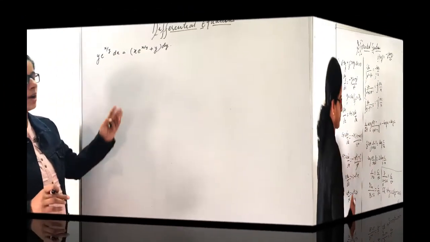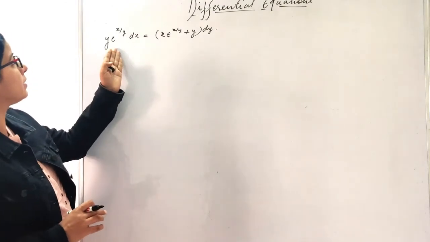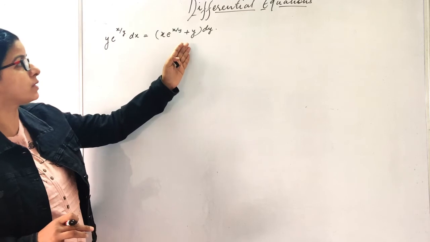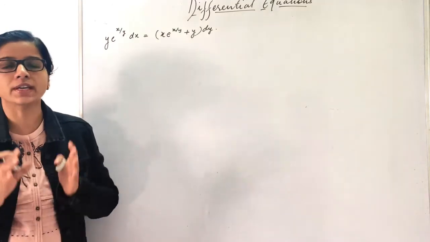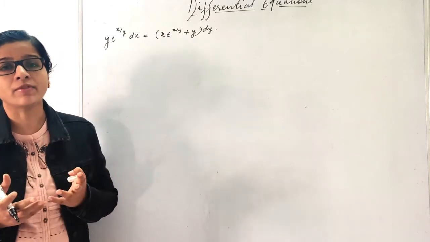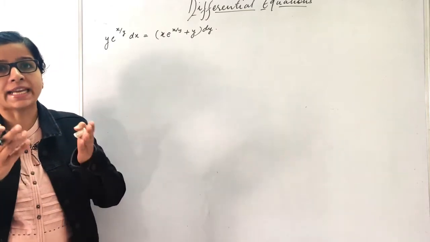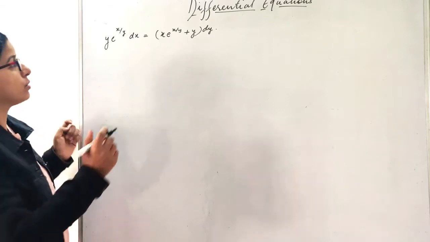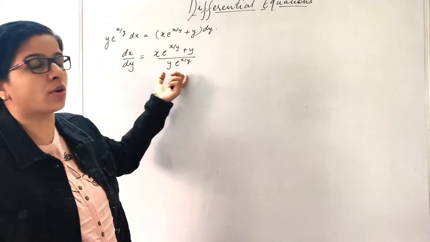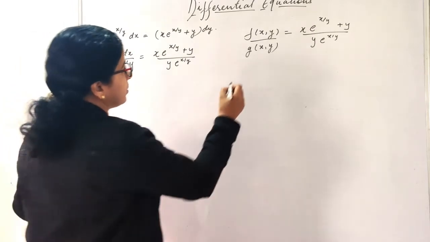Done. So now let us take this question, y e raised to the power x upon y dx is equal to x e raised to the power x upon y plus y dy by dx. See guys, we can solve it using dy by dx also, but it will become easier if we solve it with the form of dx upon dy. Okay, so let us check it out. So let us first check whether it is a homogeneous equation or not. Okay, so this is my function.